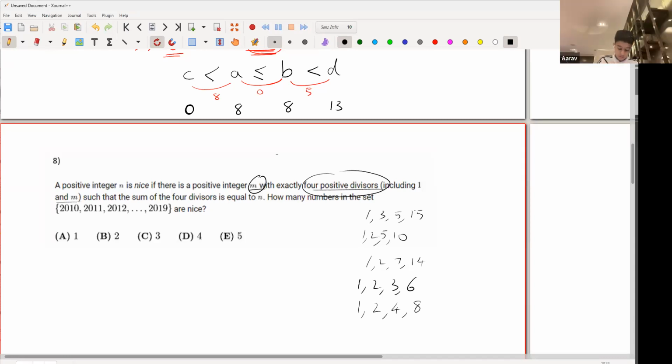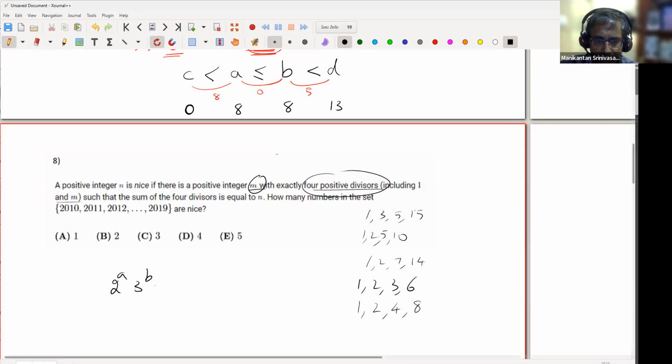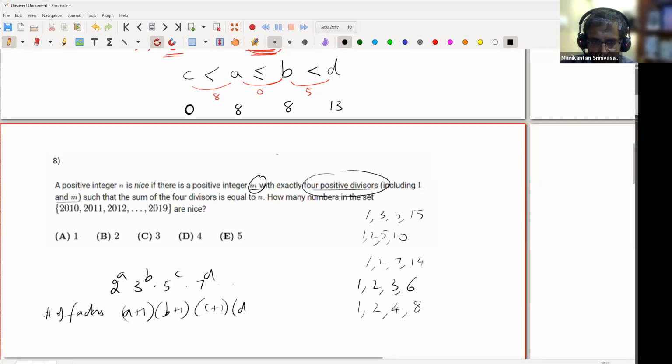I'm not even talking about the sum of those factors. So what is the number m which has 4 positive divisors? I'm not even adding them, right? So back to what everyone's saying, it's the same thing. Let's say I have 2 power a times 3 power b times 5 power c times 7 power d and so on. The number of factors would be (a plus 1) times (b plus 1) times (c plus 1) times (d plus 1) and so on, right?